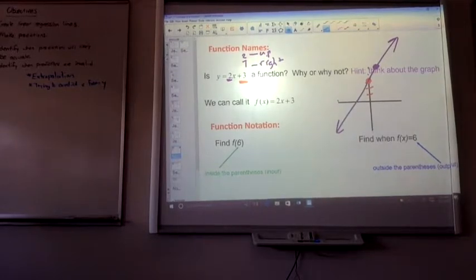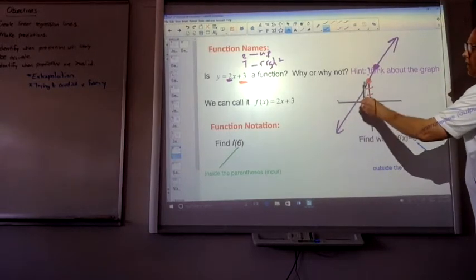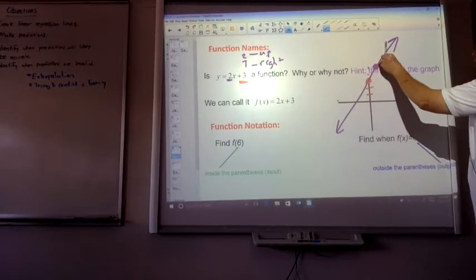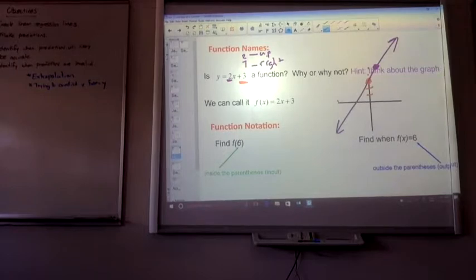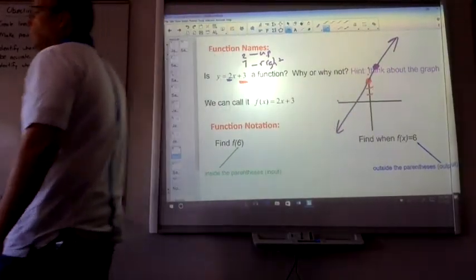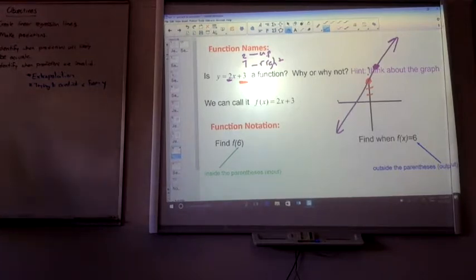Yes or no? Yes. Why do you think so? Use the simplest terms you know. The vertical line test. If I draw any vertical line anywhere on here, it touches my graph only once. So if that happens, that means the domain, the x values, don't repeat. Okay? The x values don't repeat. So is this a function? Yes. And then you could say domain does not repeat. Okay?